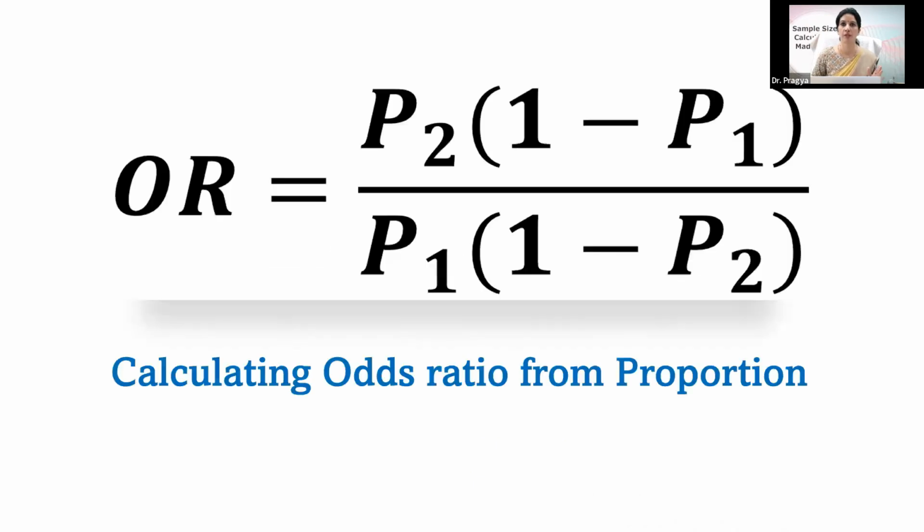So this is the one. And then if you have got the odds ratio and you don't have the proportion, then this is the formula for calculating the odds ratio from proportion. Like P2 times 1 minus P1 in the numerator, and in the denominator you take P1 times 1 minus P2. So these two ratios represent the odds ratio.